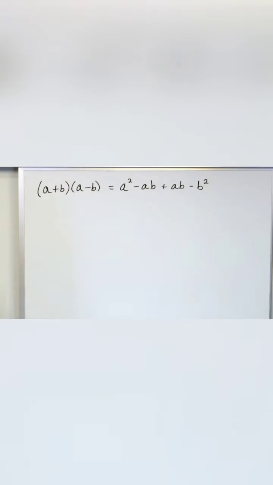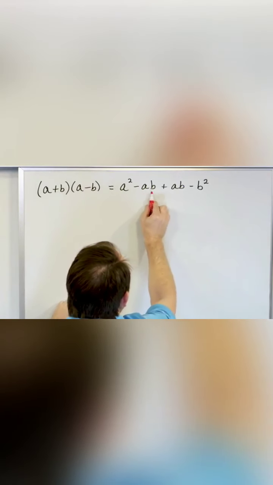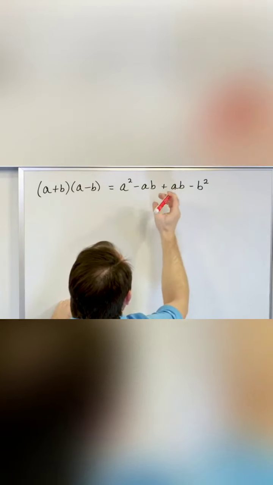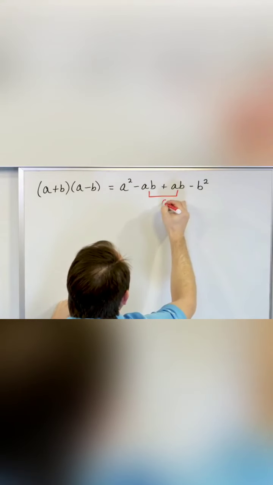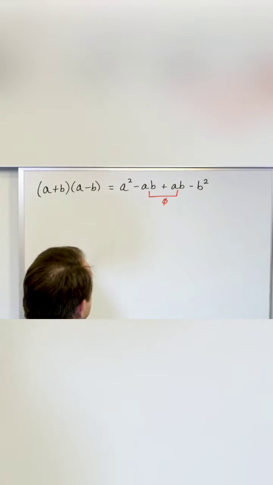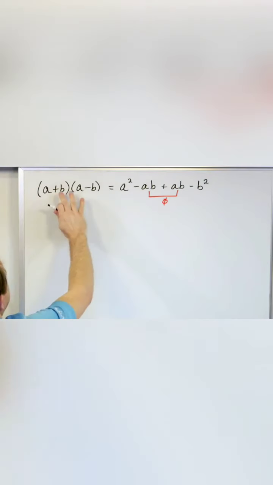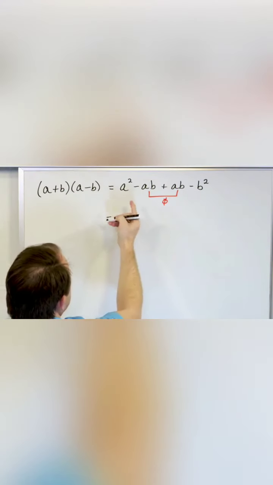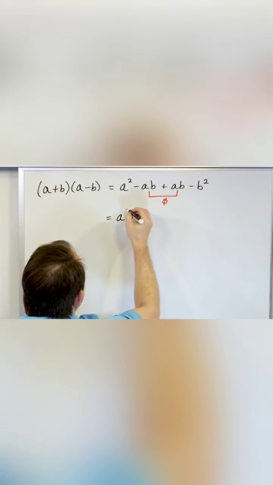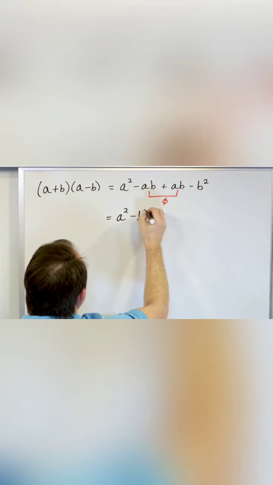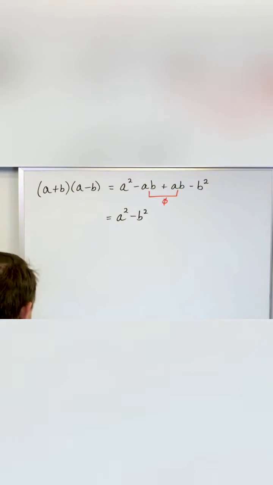Now you see, because this is a special case of A plus B times A minus B, what happens is that these two terms in the middle, AB is negative here and AB is positive right here. So these two terms actually go away and make 0. So what you're going to end up having when you have A plus B times A minus B is, in this case, you can just see it right here. It's just going to be A squared minus B squared, right? A squared minus B squared.